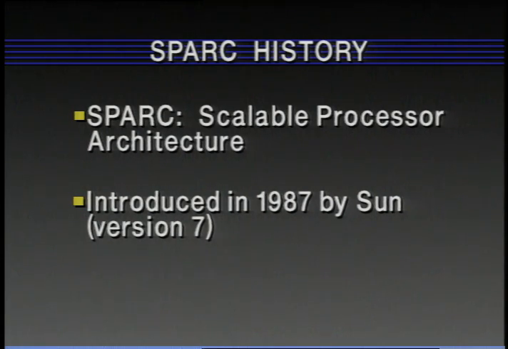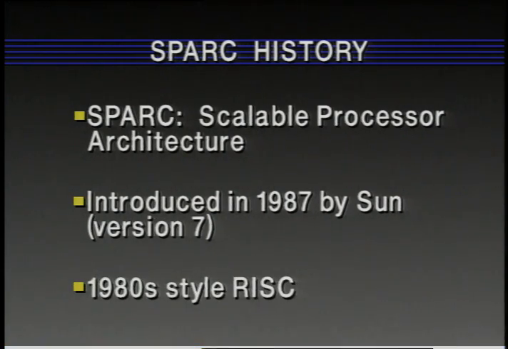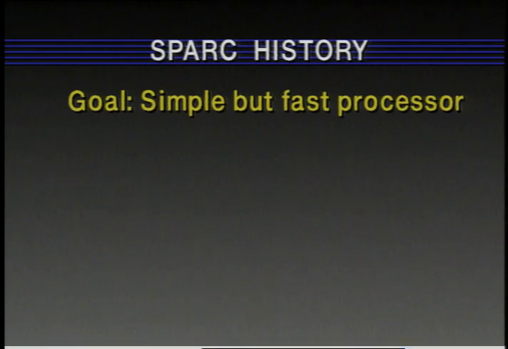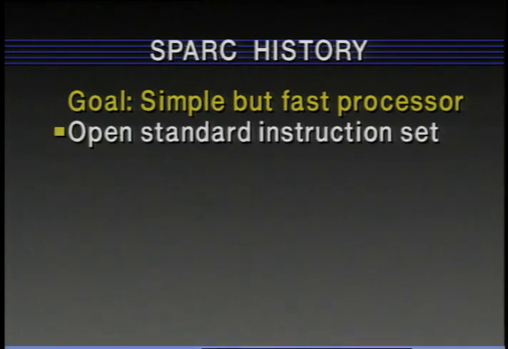At that point, the SPARC architecture, as opposed to the workstation implementation, was called version 7, which shows we'd gone through a number of implementations before we actually released it. It was a classic 1980s style RISC, and we had some very simple goals for it. We wanted a simple but very fast processor to put in our workstations. One of the things that was interesting about SPARC is we made it an open standard and let several companies implement and manufacture chips to the SPARC architecture.